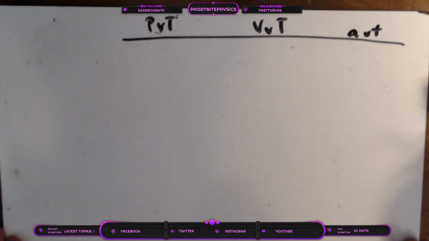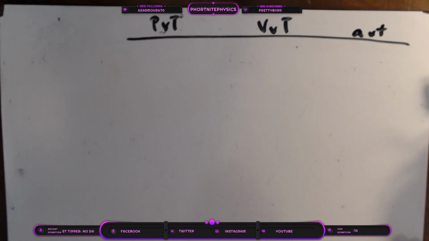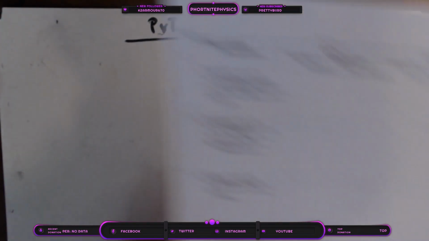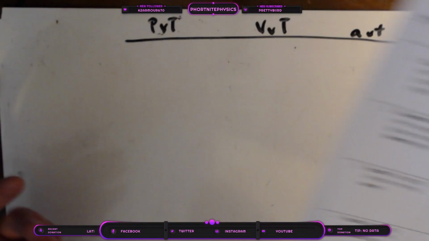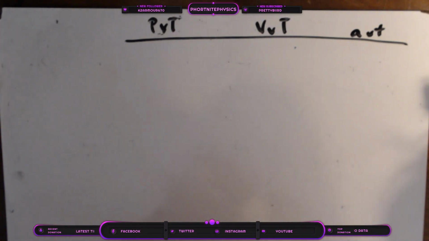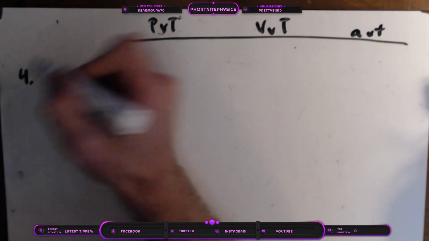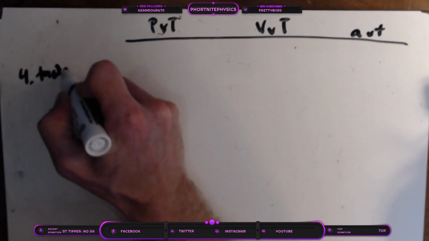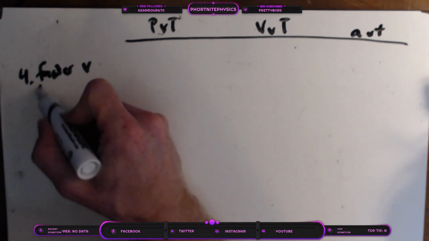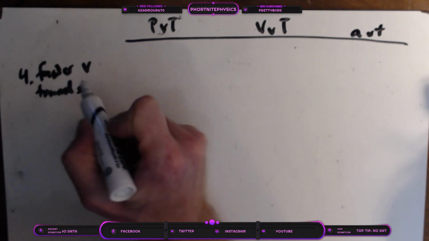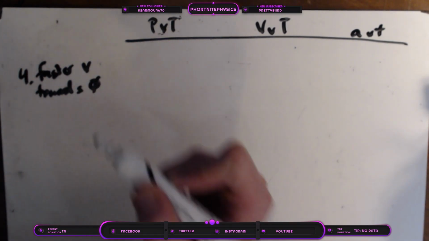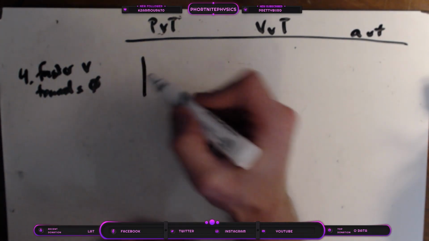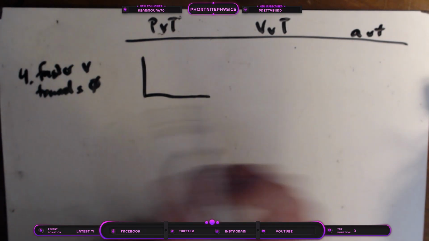Okay, so let's do the next 3. All right, next 3. Faster changing velocity moving towards origin, slower changing velocity moving away, and slower changing velocity moving forward. Okay, so number 4. Faster v towards the 0. Okay, so let's go ahead and look. So faster towards the origin.